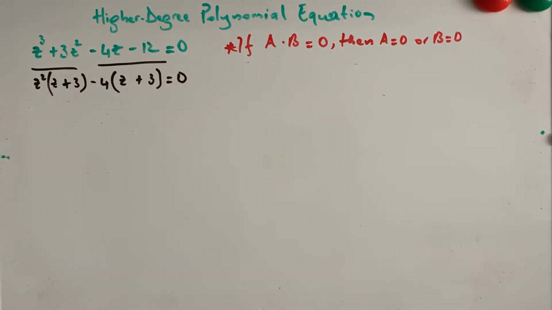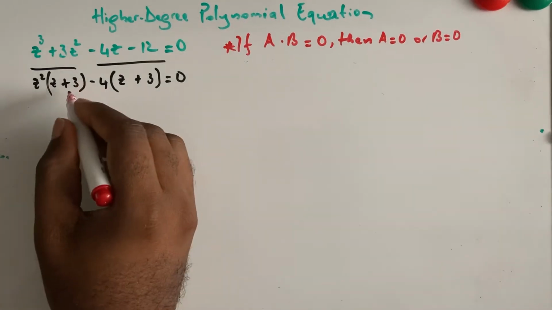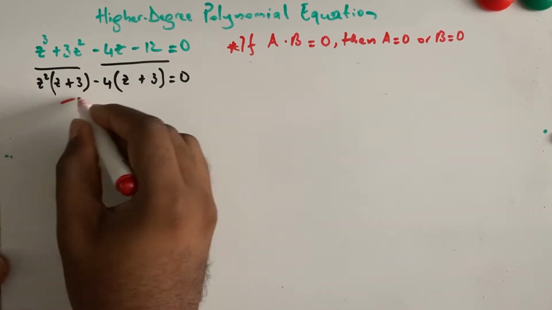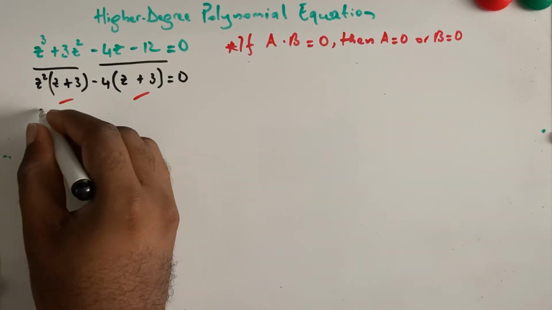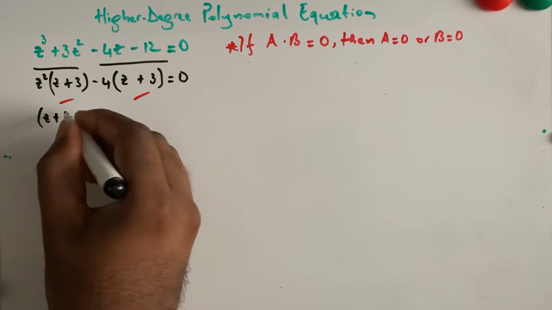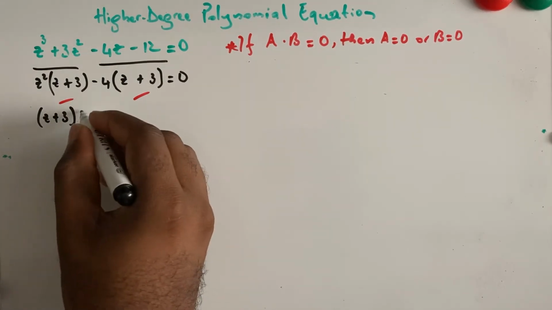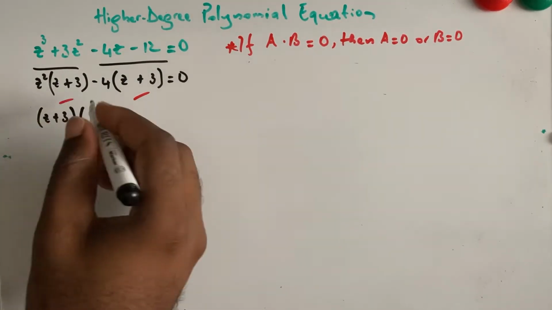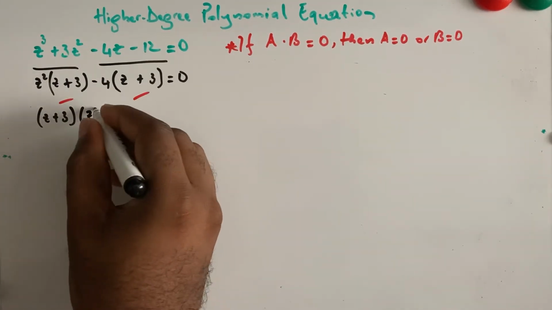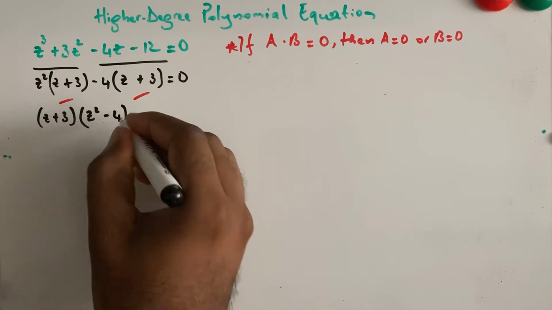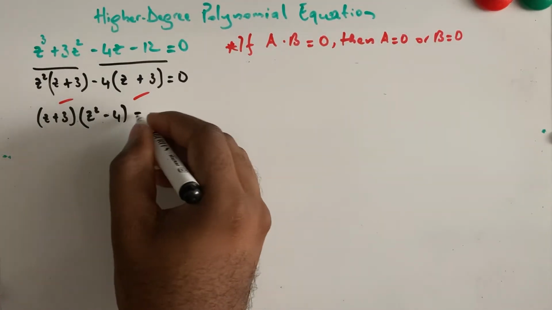equals 0. Now, once you do that, you should remember that this is a common factor, okay? What you have here is also there, so you can factor it out. If I factor it out, I'll get z plus 3 as a factor, multiplied by z squared. So if I pull them out, what remains is z squared minus 4, okay, equals 0.